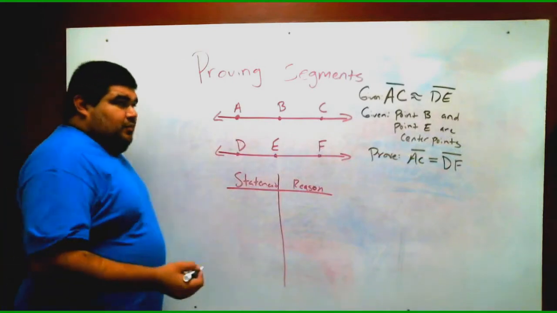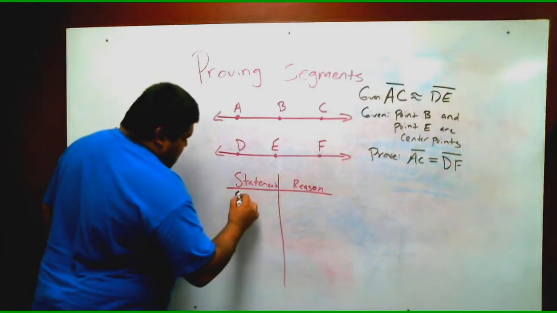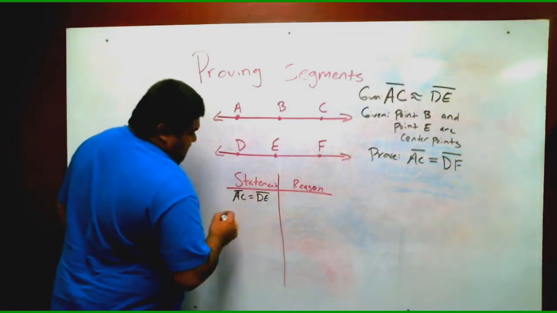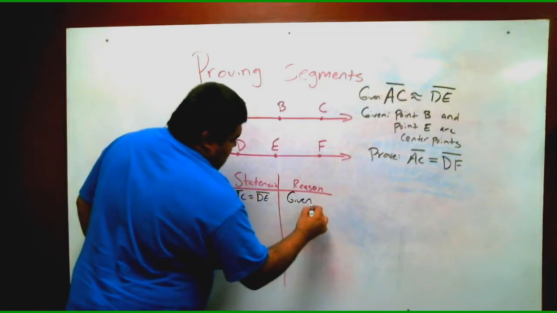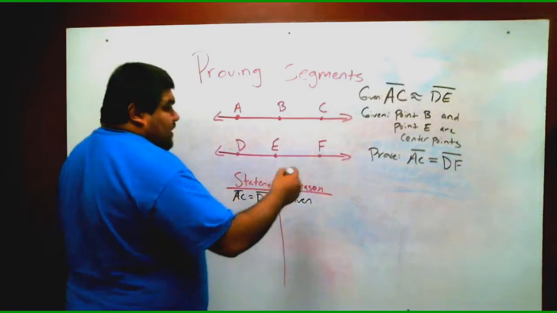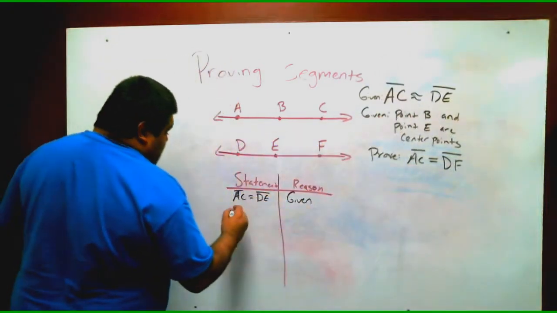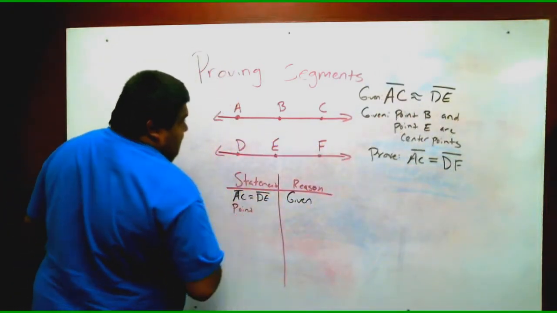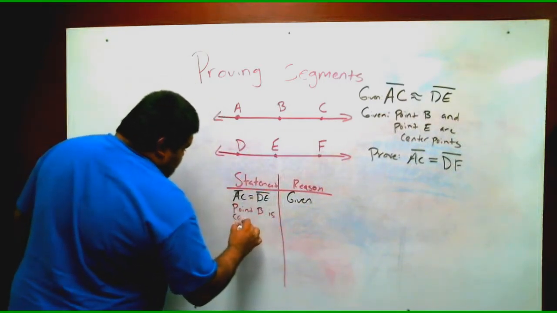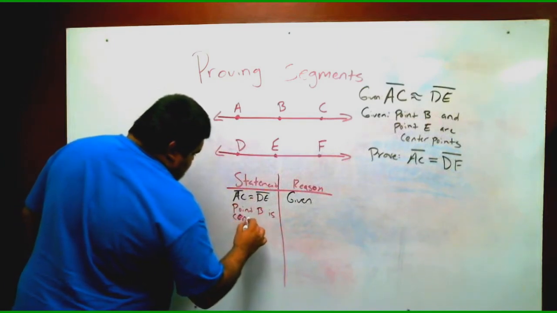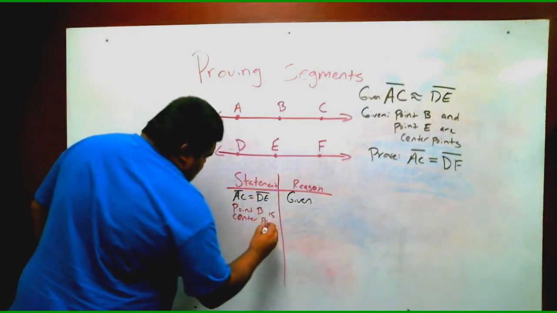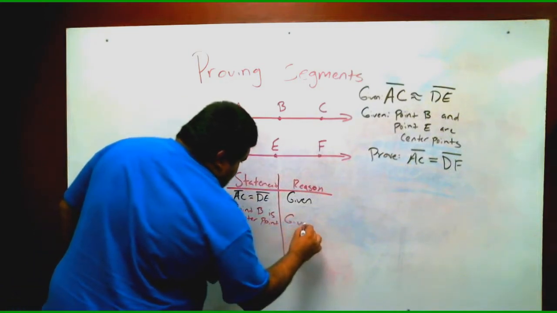So remember, we always start with the given. We can say AC is congruent to DE. It's given. We can also say, I'm not going to put both points, I'm just going to put one of them, point B is a center point. That is also given.